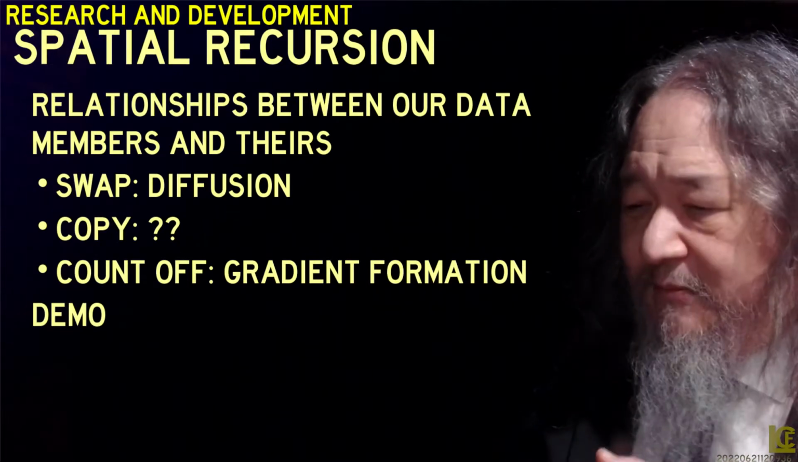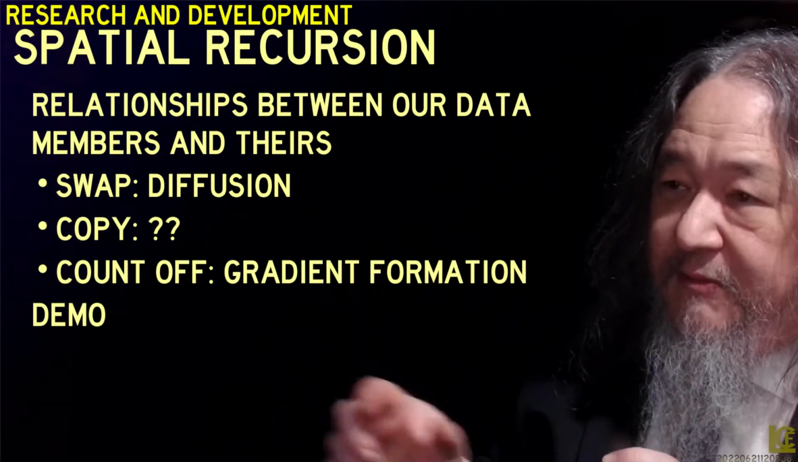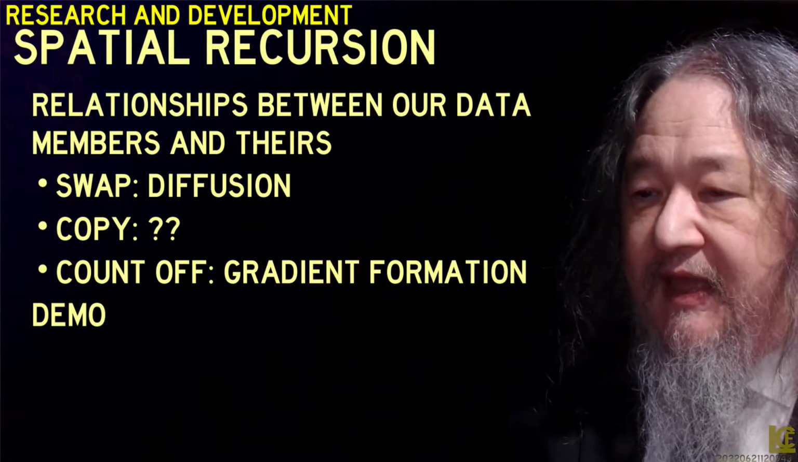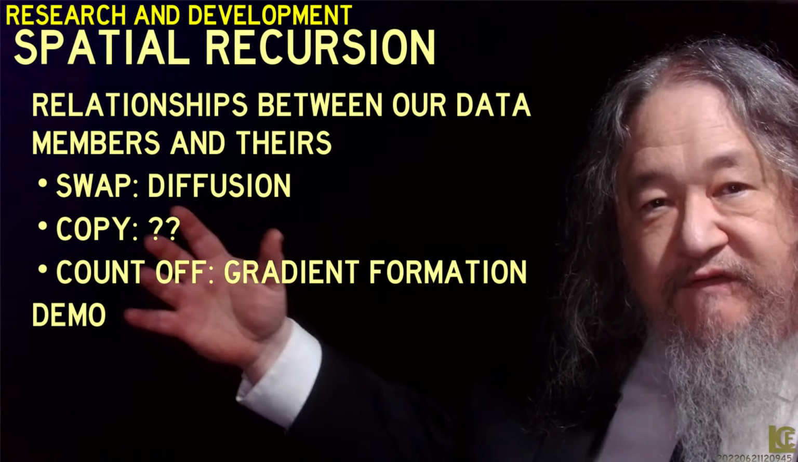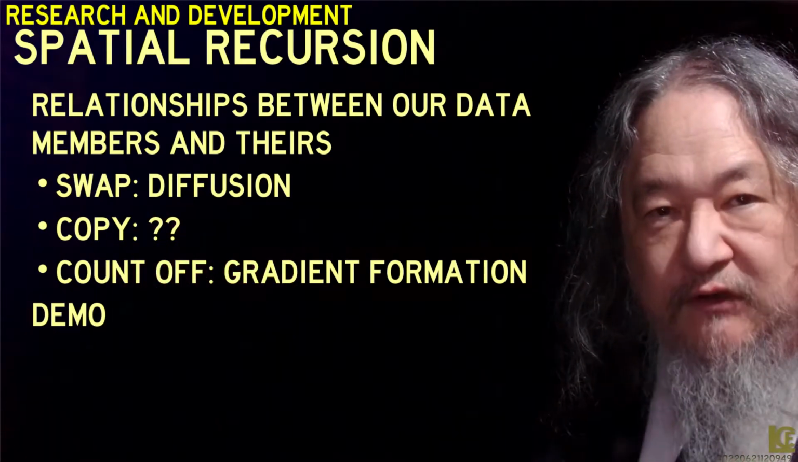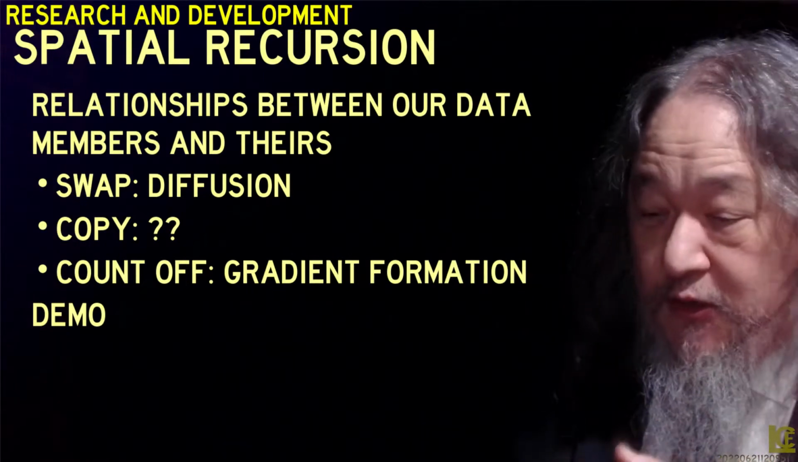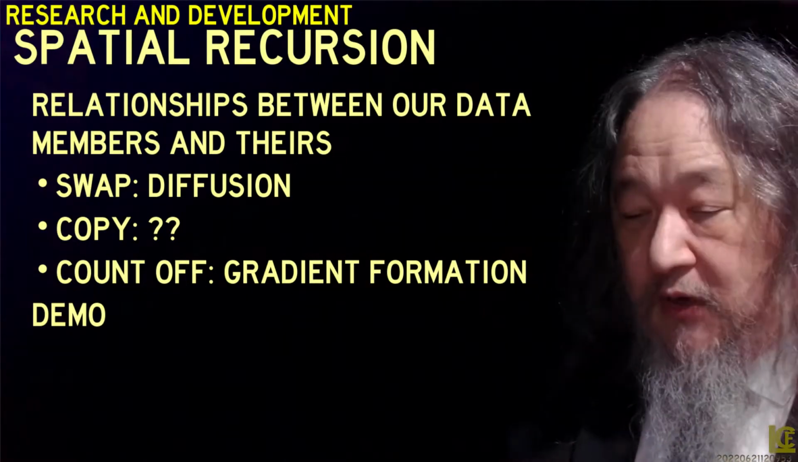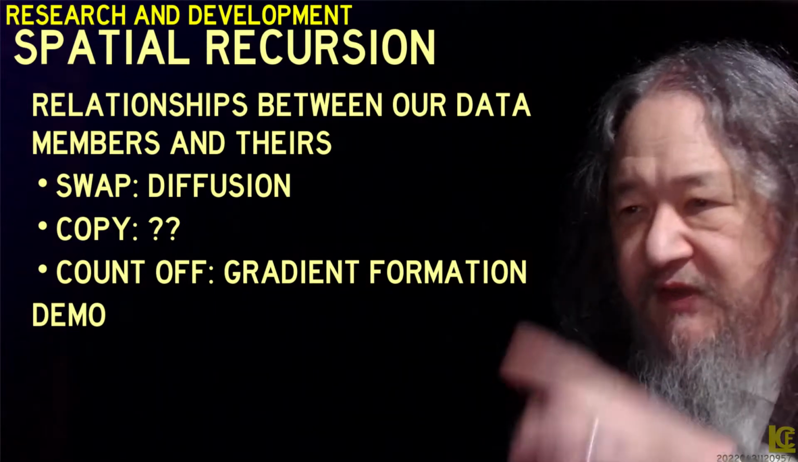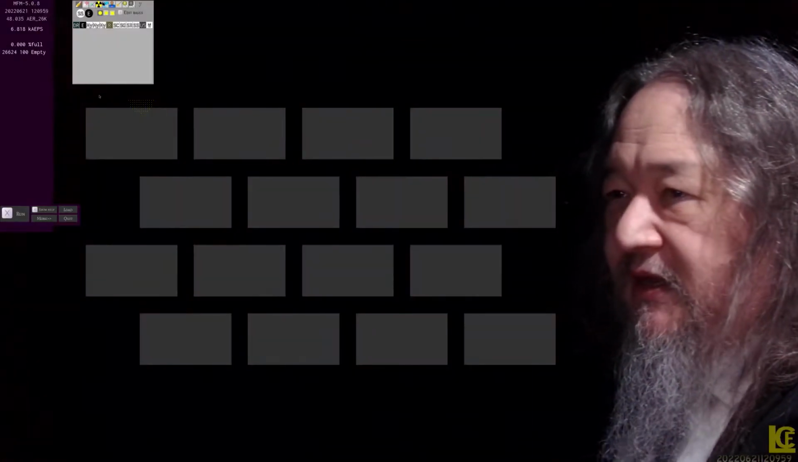For example, if there's my data member and your data member, we could swap them. That would be something we could do. And what you get is some kind of crazy diffusive stuff where nothing actually gets created or lost. It just gets shuffled around. We could say, just copy whatever they've got, or copy ours to them. And a bunch of other things. I've got a quick demo in the simulator.